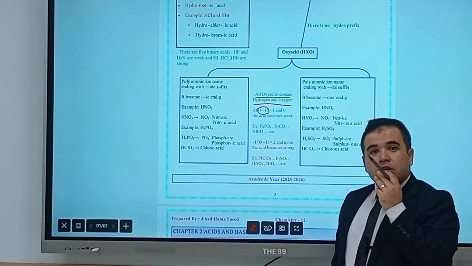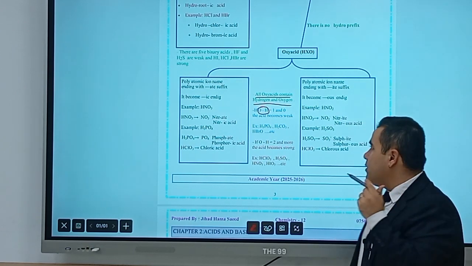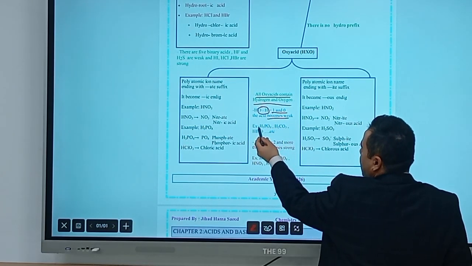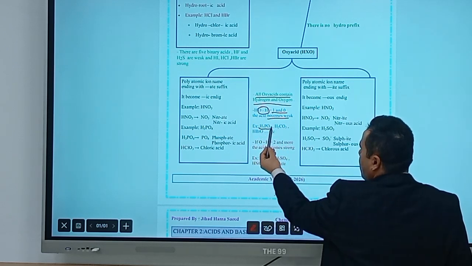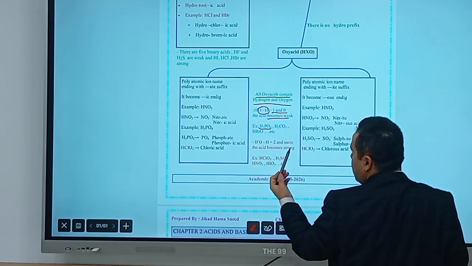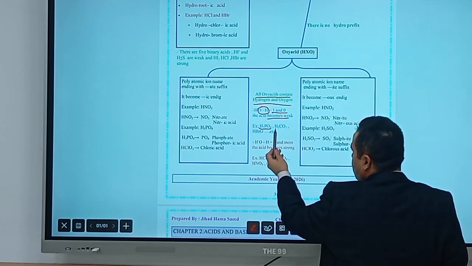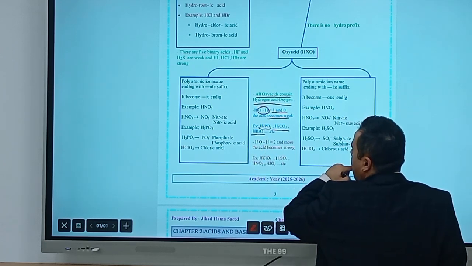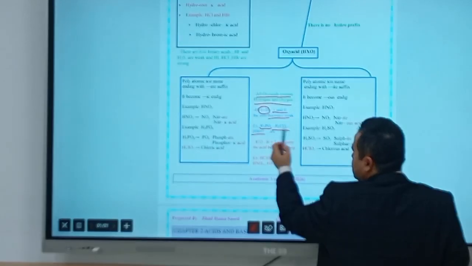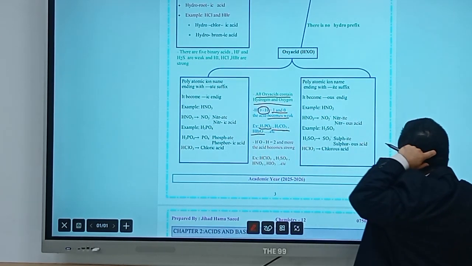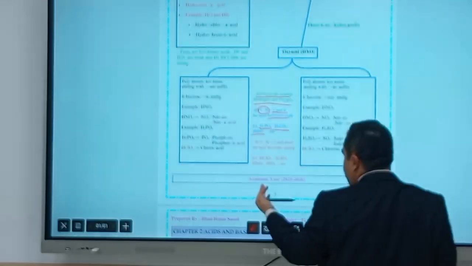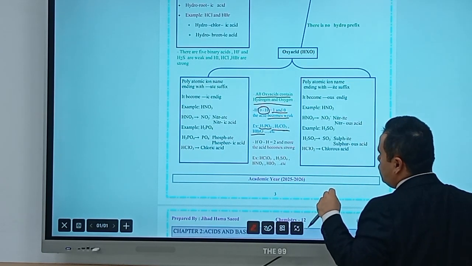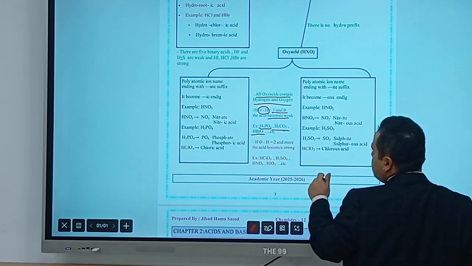if it results in 0 or 1, the acid becomes weak. Examples: phosphoric acid, H3PO4, 4 minus 3 results in 1, so it's a weak acid. 3 minus 2 for carbonic acid is 1, so it's weak. For hydrobromous acid, 1 minus 1 is 0. So when the subtraction of hydrogen from oxygen results in 0 or 1, it becomes a weak acid.